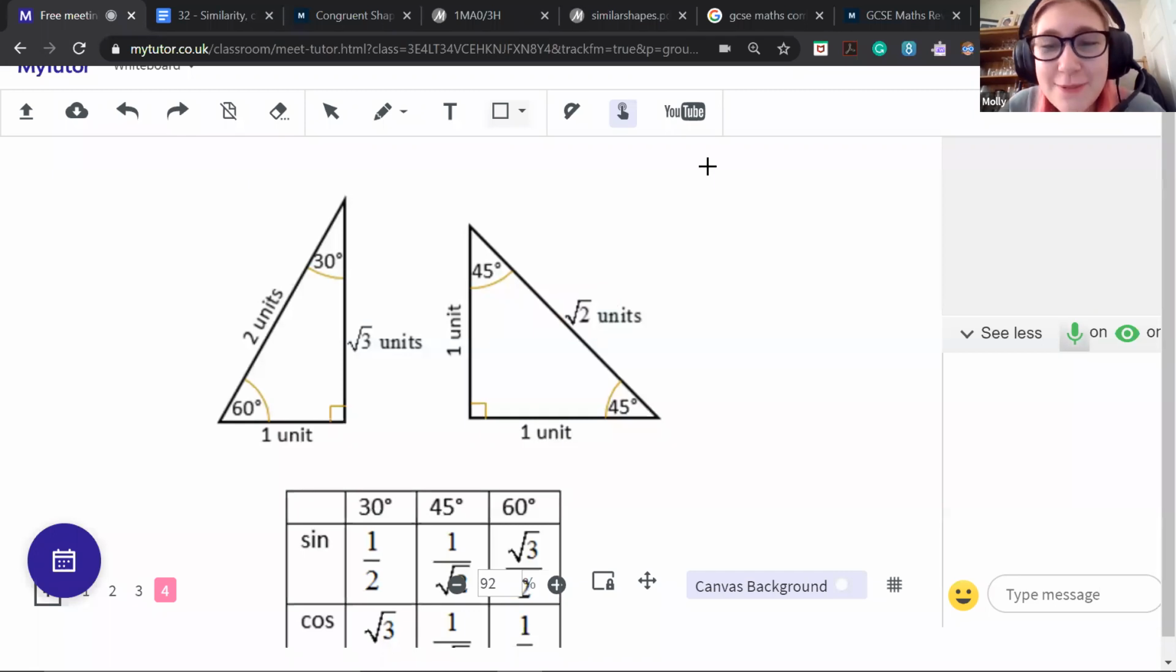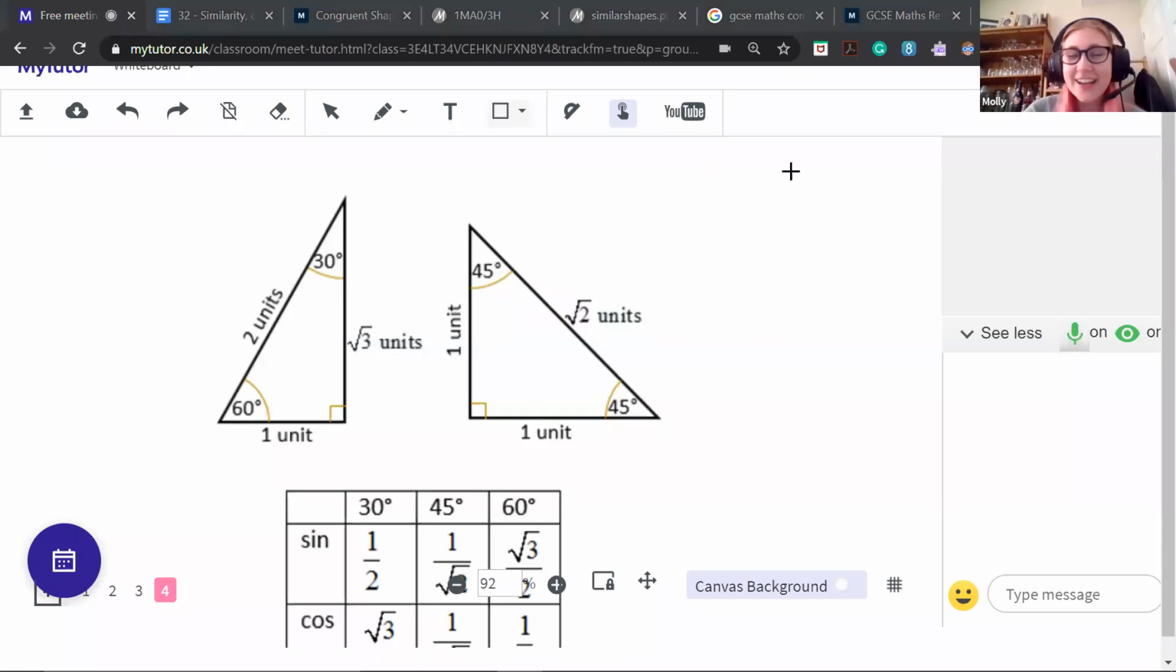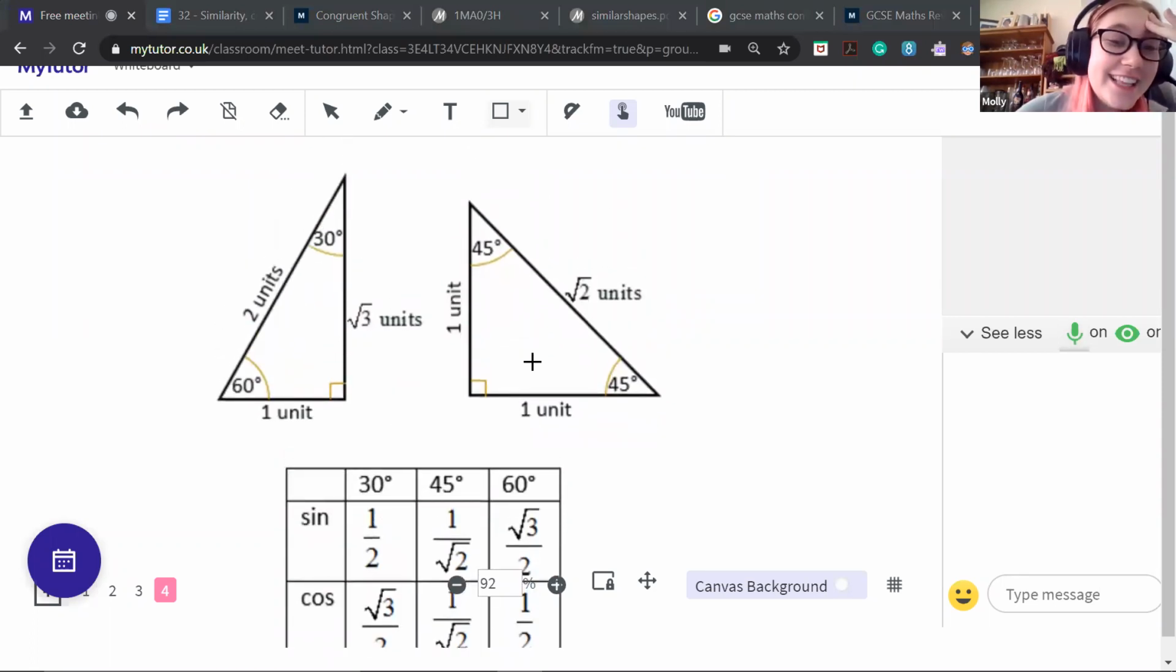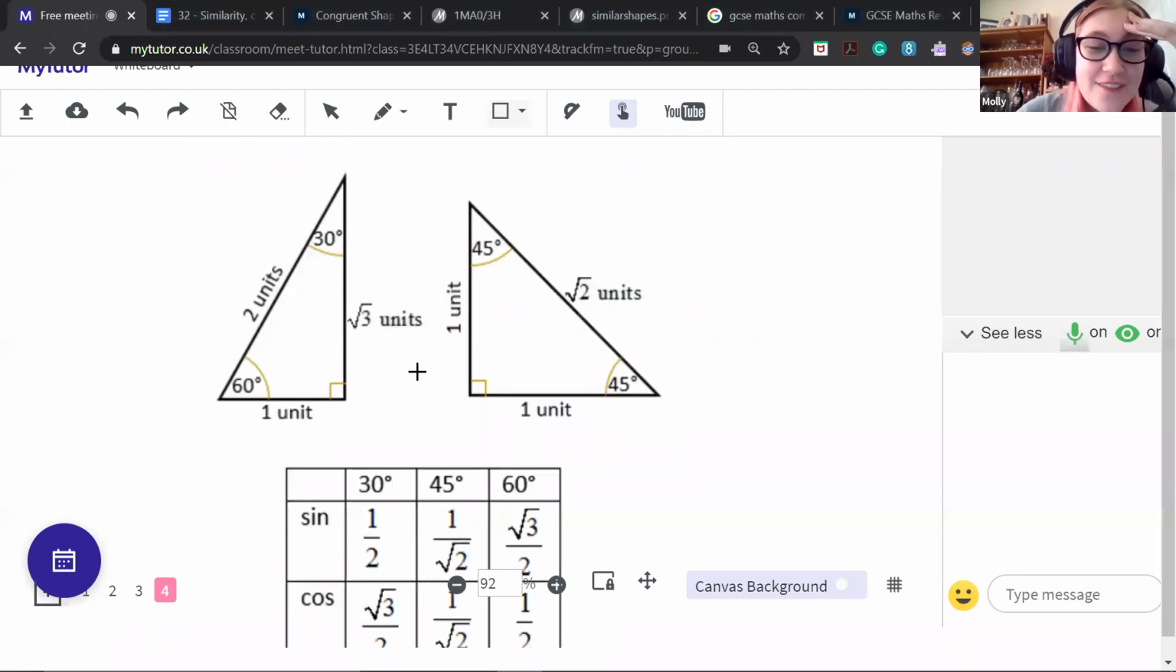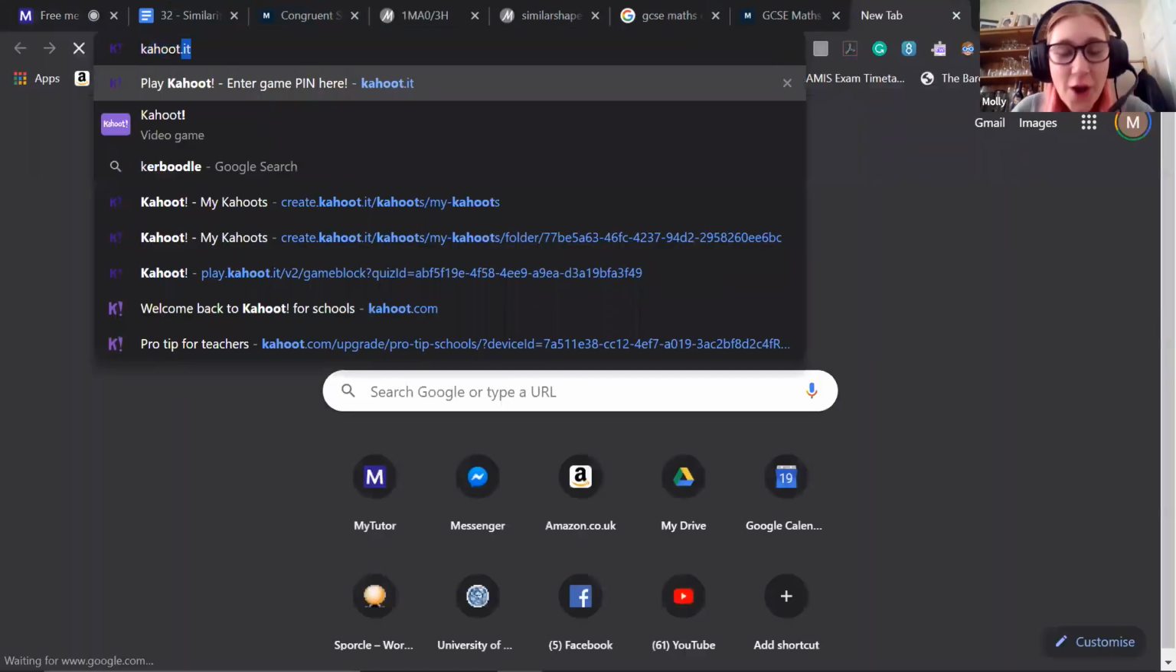Someone said, aren't you supposed to be a maths wizard? Yes, I'm sorry, I forgot a triangle. Gosh, I'm a fraud. But these are the triangles that you draw to remember 45s, 30s, and 60s. Okay, so hopefully that all makes sense.